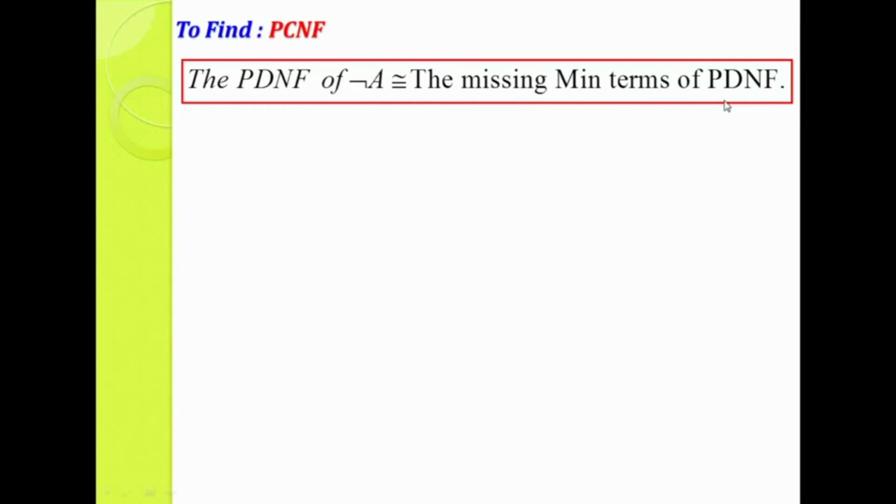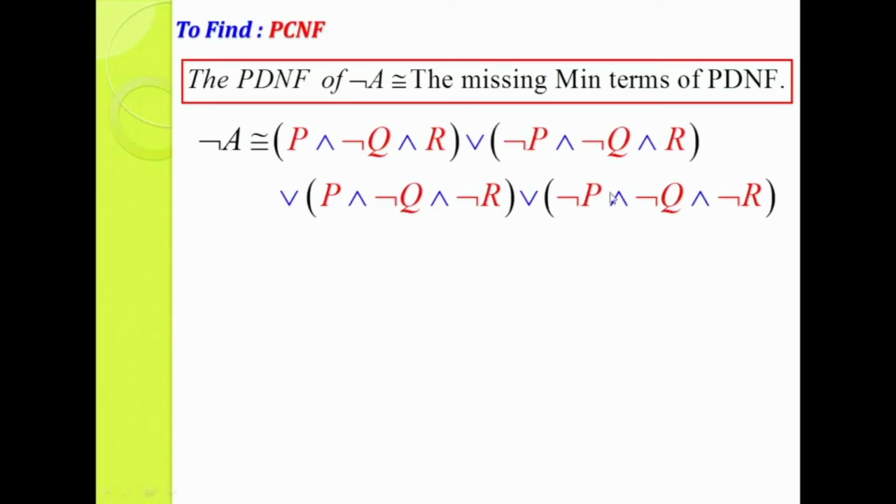Already we got 4 min terms. Remaining 4 min terms are missing. So first we write what are those 4 min terms. These are the 4 min terms: P and negation Q and R. Negation P and negation Q and R. P and negation Q and negation R. Negation P and negation Q and negation R.